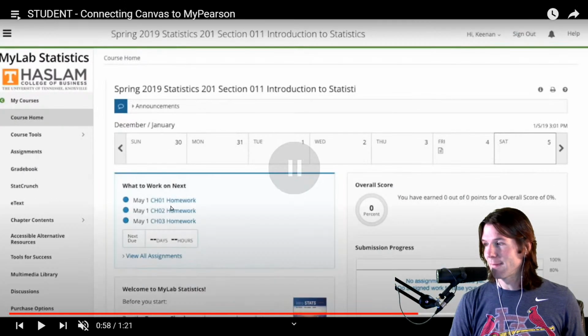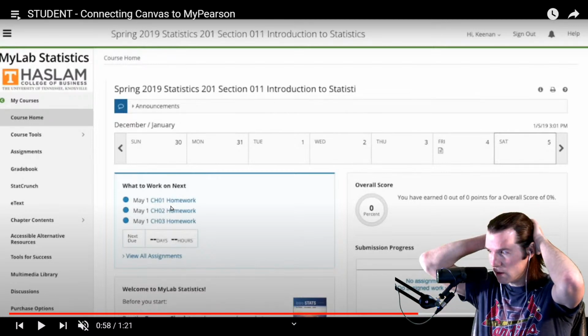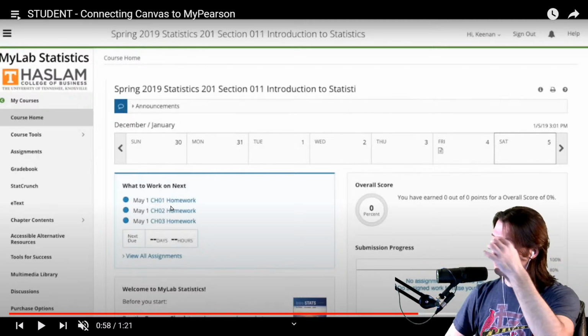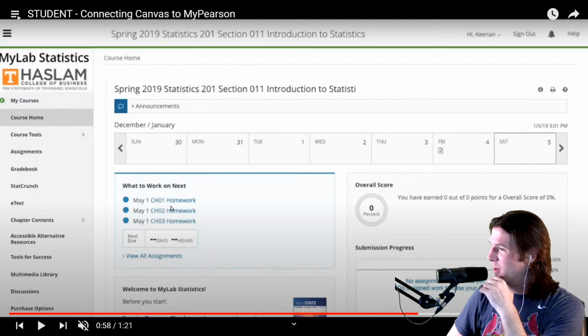And there it is. That's got it. So make sure to connect my Pearson to Canvas. Who wants to knock out all the my Pearson work? Who's with me? Can I get some hands raised in the chat right now? Could drop another 20 points.